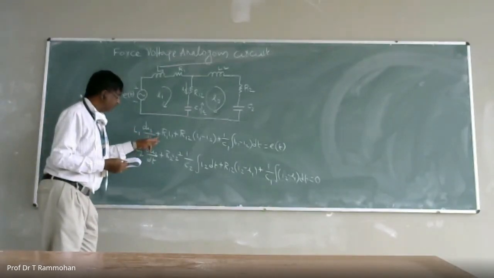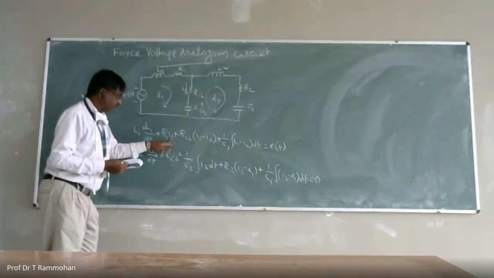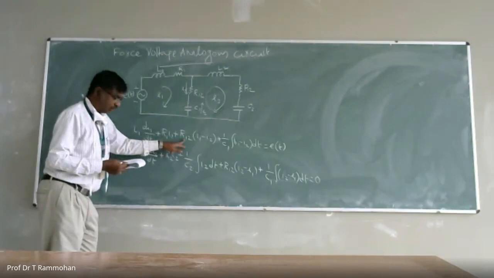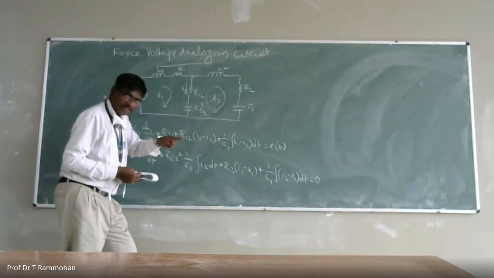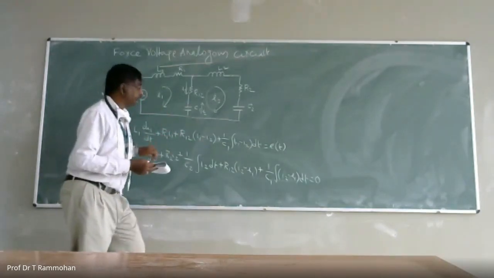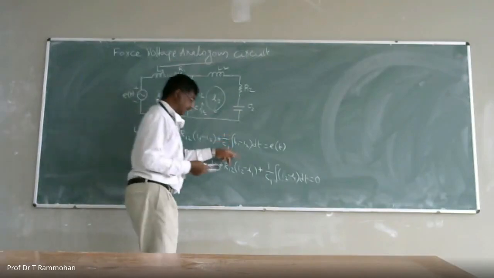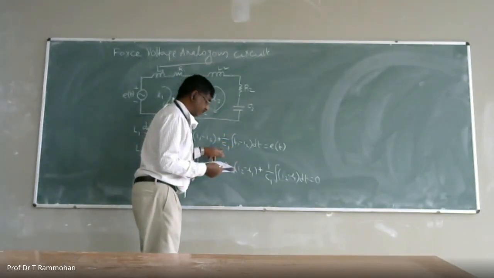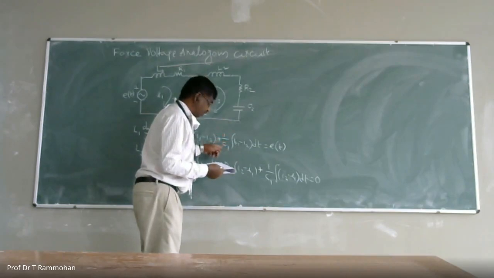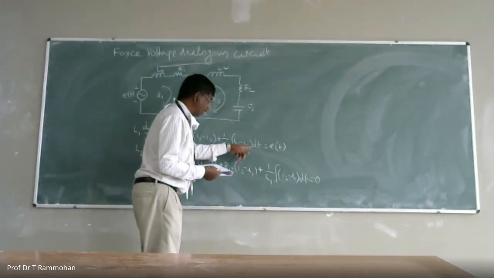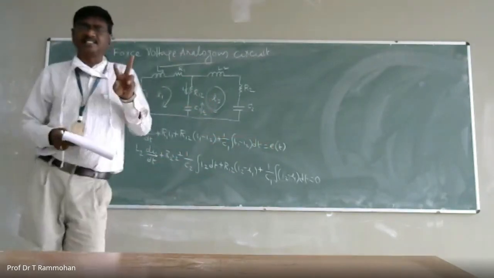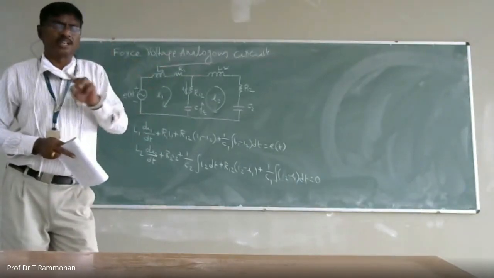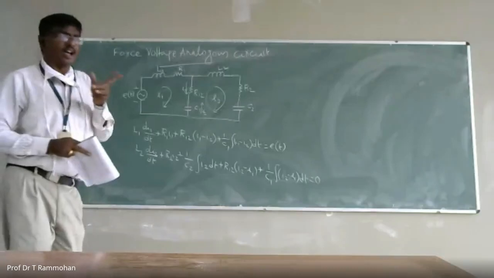M1 dv1 by dt plus b1 v1 plus b12 (v1 minus v2). That v1 in the mechanical equation is velocity. So 1 by c1 integral, here 1 by c1, there it was k1, it is k1 into integral (v1 minus v2) dt equal to f of t. So this is called analogy. These two circuits are analogous.